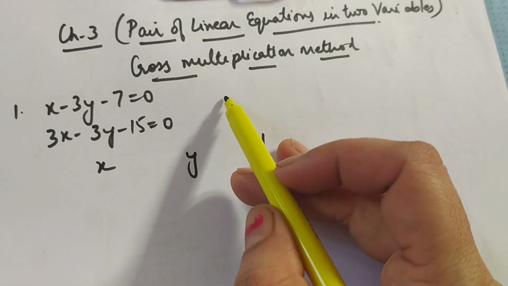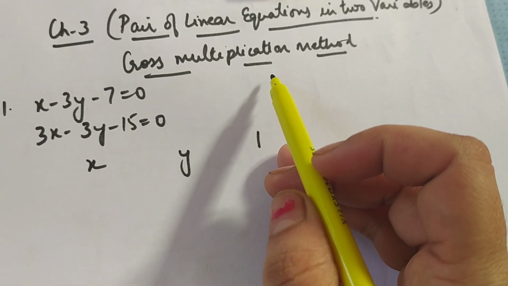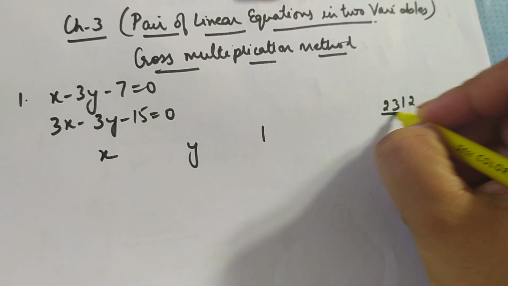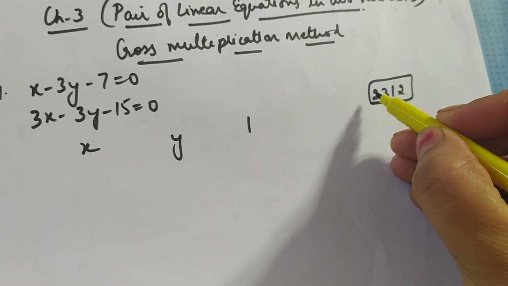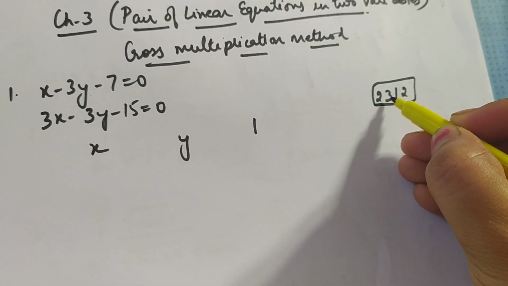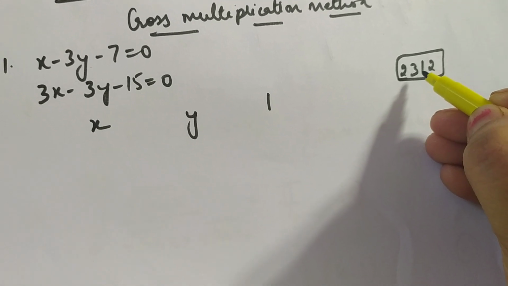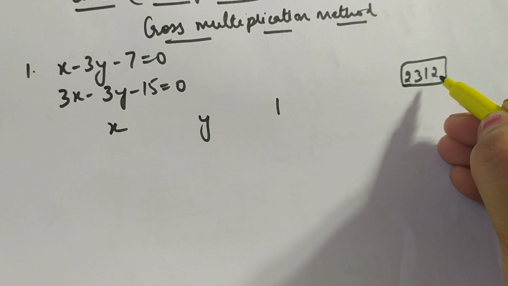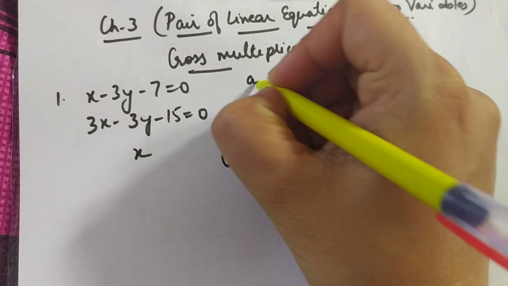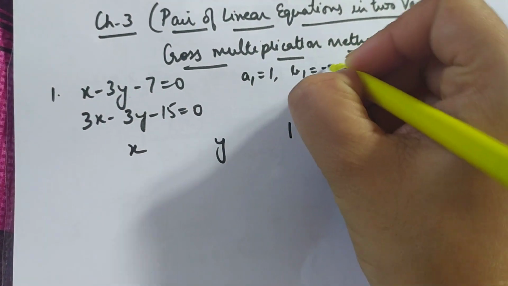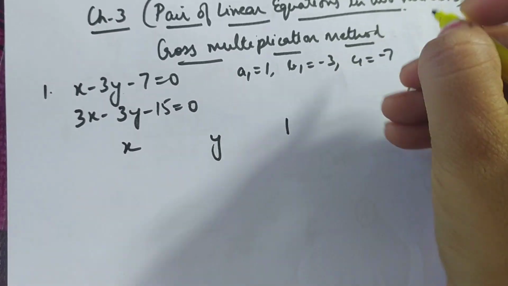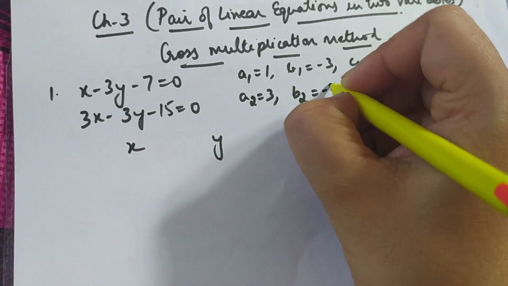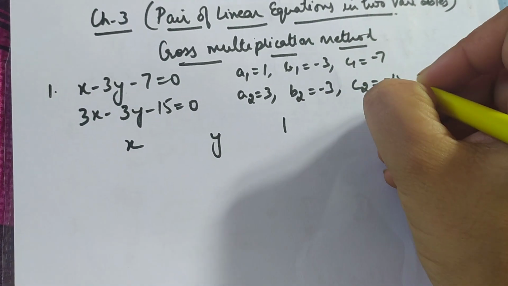Then how can you remember which coefficients you have to write in this method? You can remember this method by the name of the 2 3 1 2 method. 2 3 1 2 means 2 stands for the coefficients of b, 3 stands for the coefficients of c, 1 for the coefficients of a, and again 2 is coming. It means again we have to write down the coefficients of b. So what is the value of a1 here? 1. Value of b1 is minus 3, c1 is minus 7. Similarly for the second equation, a2 is 3, b2 is minus 3, and c2 is minus 15.